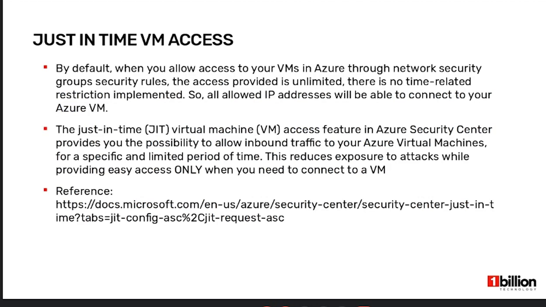And one more thing you don't find in AWS is called just-in-time VM access. Say you create a VM and give it to some developer, but you want to allow him to access it only for a period of time. Let's say you don't want access for more than 2 days. You can block it. That is called just-in-time VM access. You don't find it in AWS. You find it in Azure.